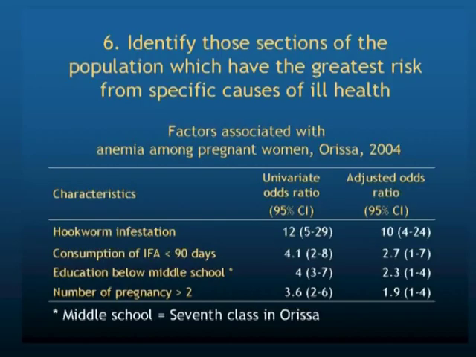Say, factors associated with anemia in a pregnant woman in Orissa. This is again a study done by one of our students. The hookworm infestation, consumption of iron and folic acid tablets, educational status, and the number of pregnancies were the factors studied in a univariate analysis. When you look, all these factors were significant. But in an adjusted odds ratio, the maximum problem is the hookworm infestation.